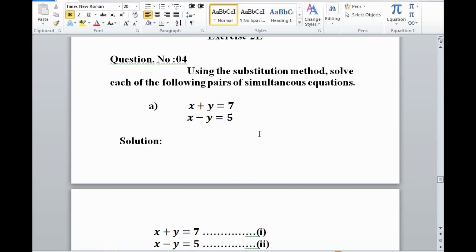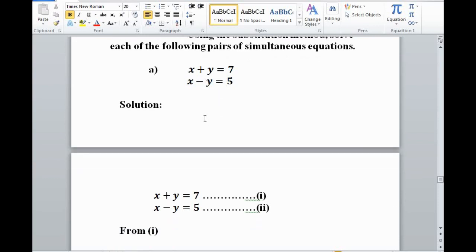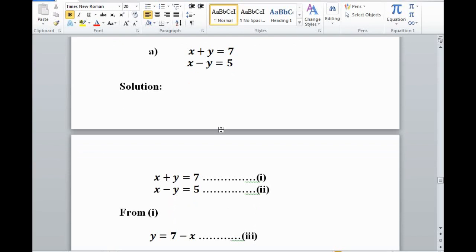Now two equations are given in this question. Equation 1, x plus y equals 7, and equation 2, x minus y equals 5. So step 1 is to name these equations as equation 1 and equation 2.